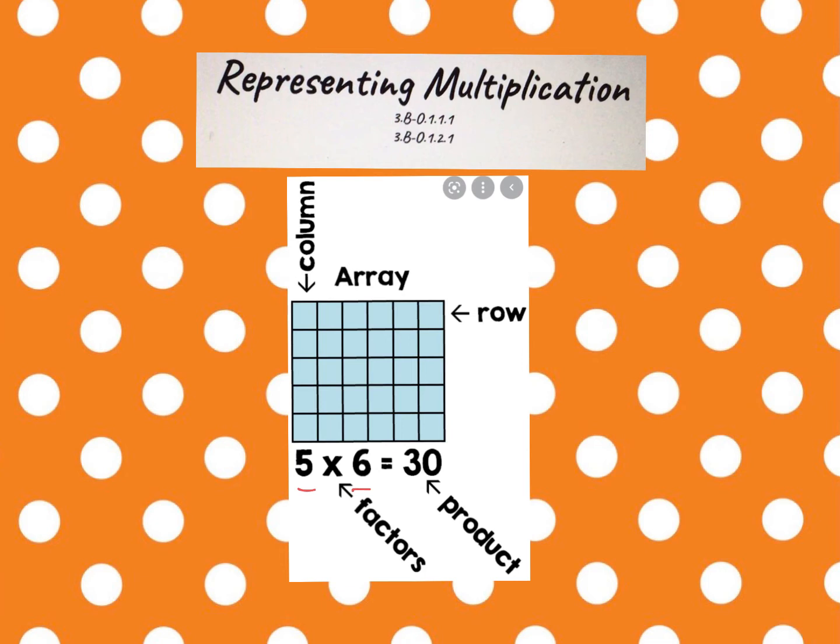So we have how many rows? 1, 2, 3, 4, and 5. And then how many in each row? 1, 2, 3, 4, 5, 6. Okay, so in our columns, we have 5, that's our first number. And then how many is in each row is going to be our second number. And those two numbers are our factors. And if we count by 6, 5 times, we'd have 6, 12, 18, 24, and 30 to get the product 30, okay?